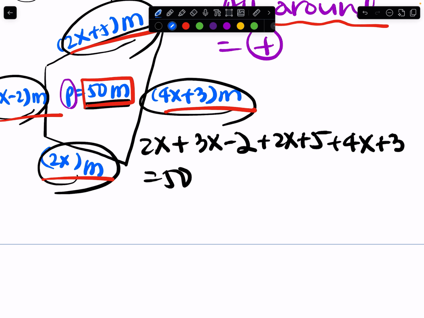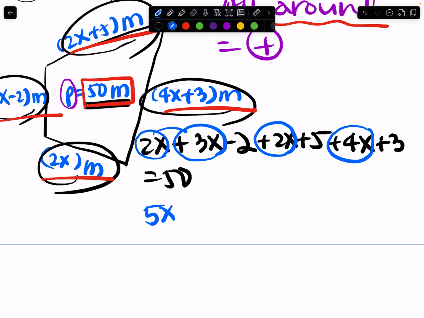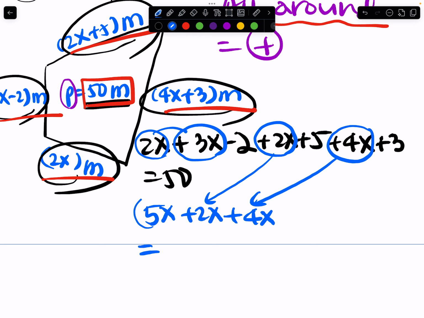I'm going to circle the like terms. Remember, you guys have to include the sign in front of each term, the coefficient. 2x, positive 3x, positive 2x, positive 4x. So, these two add up to become 5x, right? And then one more, 2x, and then plus 4x. Gives you 5 plus 2 plus 4. If I'm not wrong, it is 11x.